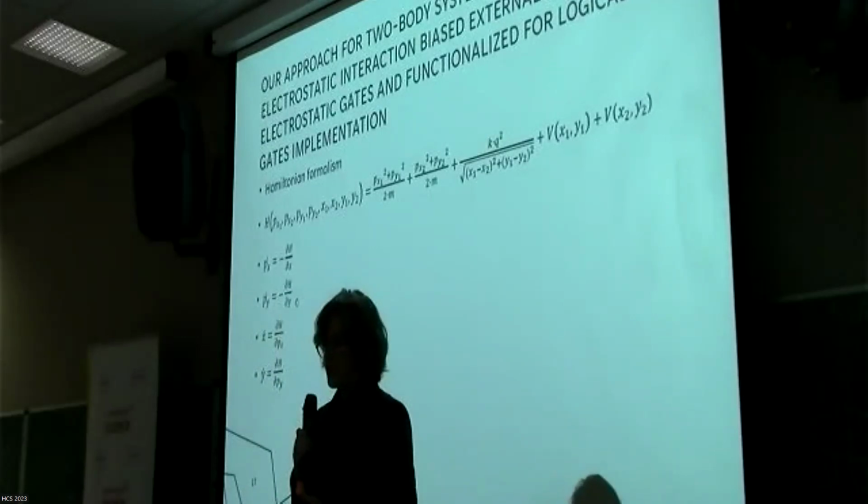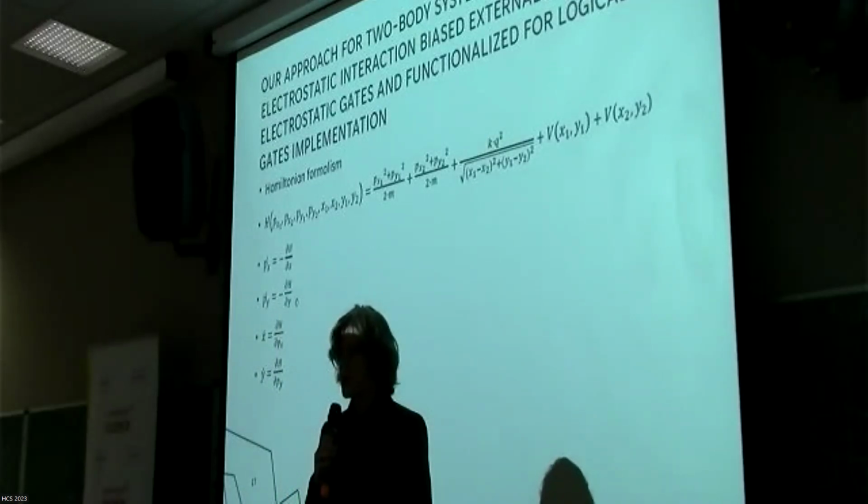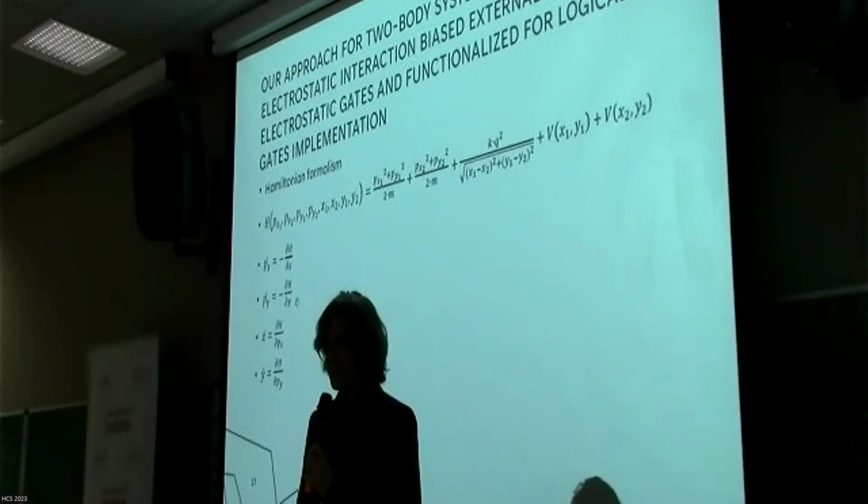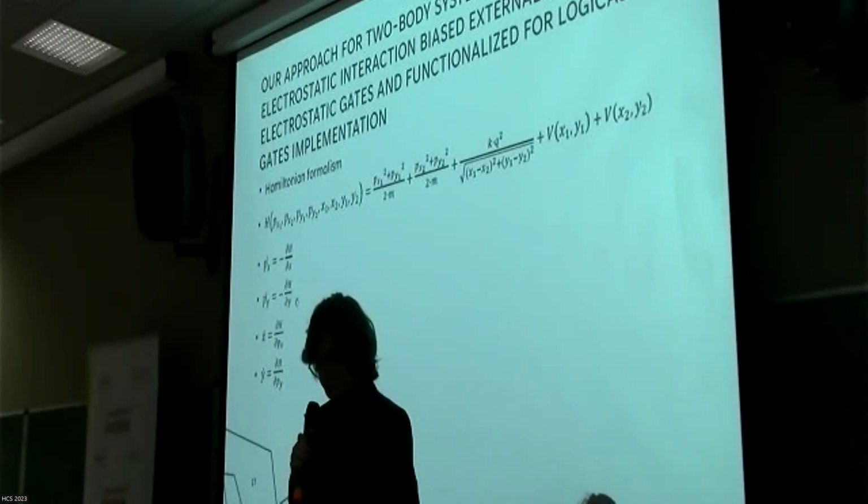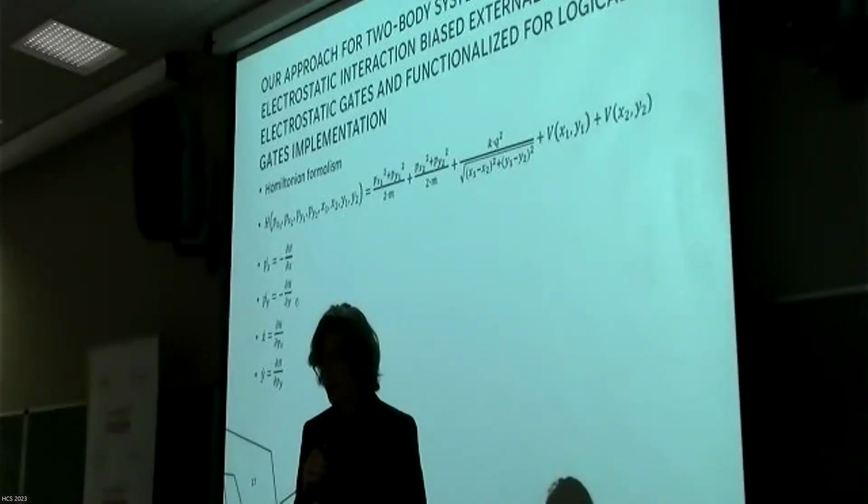So in our approach, the two-body system with electrostatic interaction is biased externally by electrostatic gates and functionalized for logical gate implementation. In this case, we use the Hamiltonian formalism, which is a powerful framework in classical mechanics that focuses on the total energy of the system to describe its evolution over time.